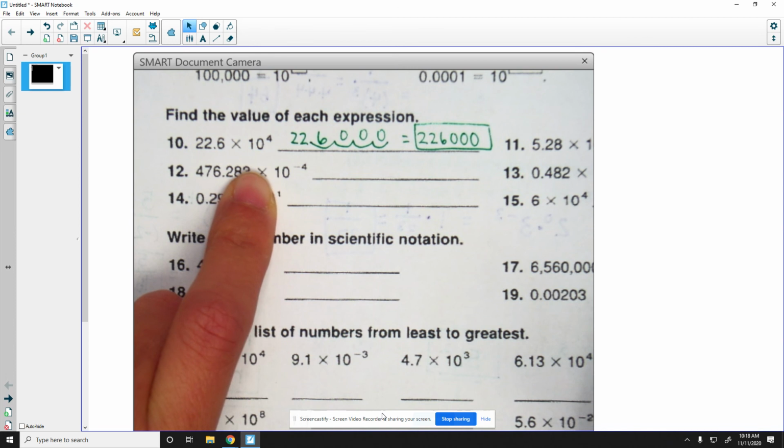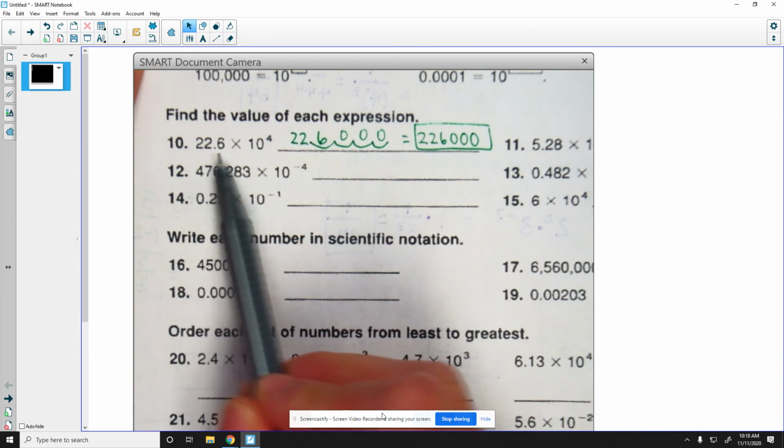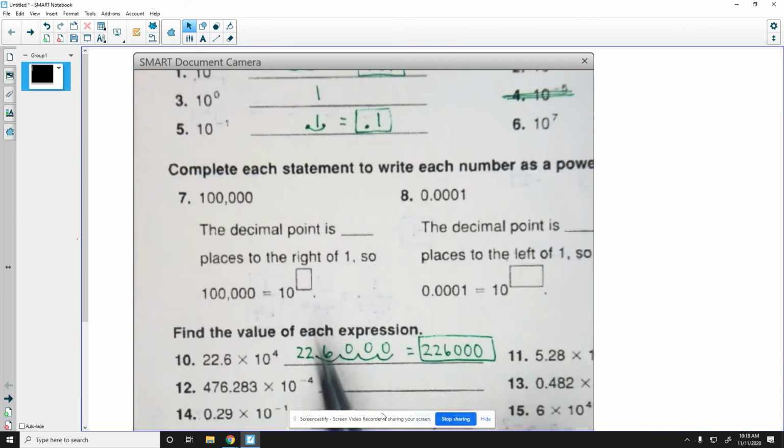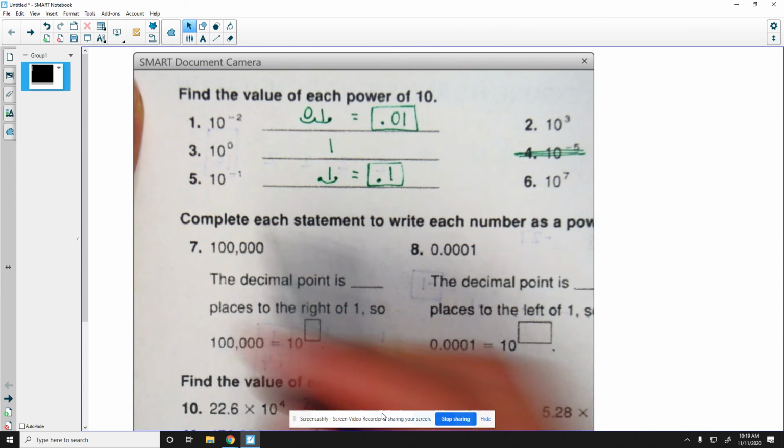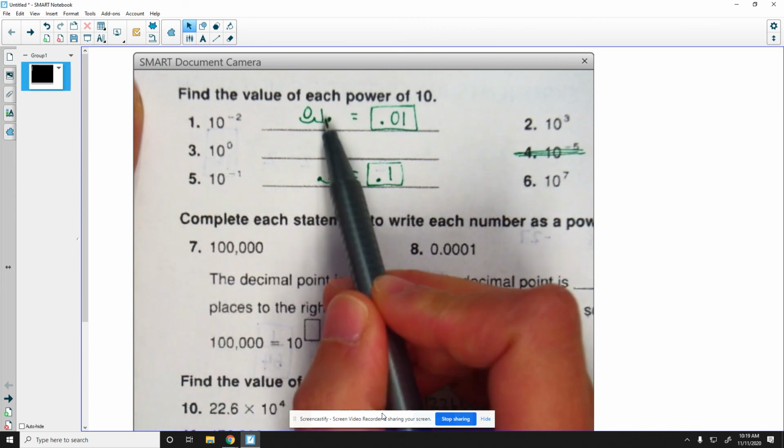Why only put a 1 and move it, and not the 10? Good question. JC's saying, if I start with 22.6 here, why am I not starting with 10 here? It's just the rule. I honestly don't even have a good answer for you. When you have a base of 10, you just always start with 1.